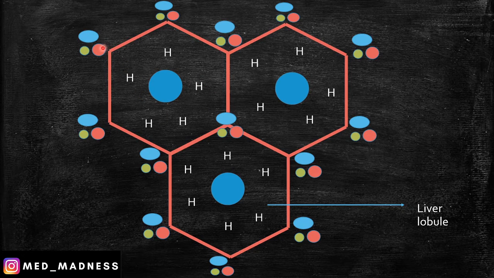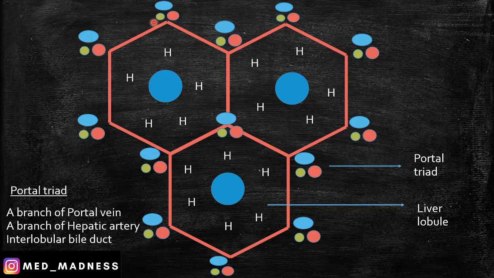At the periphery of the liver lobules, you have 3 canals. These canals constitute the portal triad. The portal triad is composed of a branch of portal vein, a branch of hepatic artery, and interlobular bile ducts. Note that these hepatocytes need blood supply, am I right? So these hepatocytes get a dual blood supply from the branch of portal vein as well as a branch of hepatic artery.